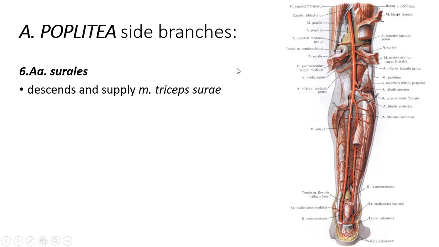These arteries will supply the nearest muscles, which belong to the musculus triceps surae, so the caput mediale and caput laterale of musculi gastrocnemii. So this is it about the topography, the course, and the side and terminal branches of the arteria poplitea. The separate branches we will discuss in the third part.